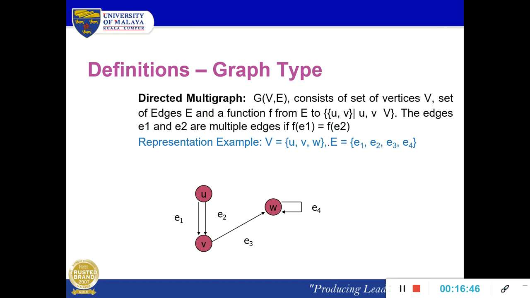A directed multigraph consists of a set of vertices V, just the same. The edges E1 and E2 are multiple edges if f(E1) is equal to f(E2). Okay? Function of E1 equal to function of E2. You can see that E1 and E2 are basically the same, from U to V. U is the source and V is the destination. The edges E1 and E2 are multiple edges if f(E1) equals f(E2). So U and V have two routes.